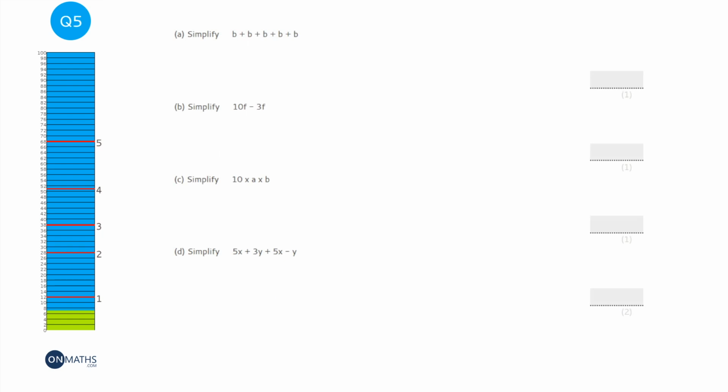So for the first question, when you're adding letters together, the answer will be a number and then that letter. So we've got 1, 2, 3, 4, 5. So it's going to be 5B. The most common wrong answer is B to the power of 5. Now that's wrong because that only happens when you times them together, when you multiply them together. So it's going to be 5B for the first one.